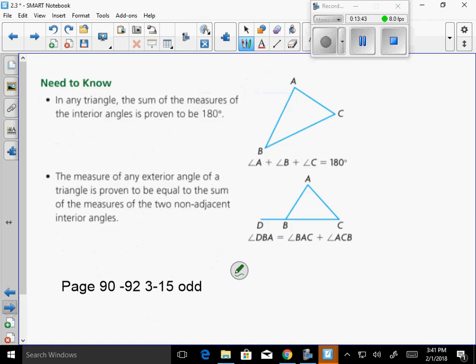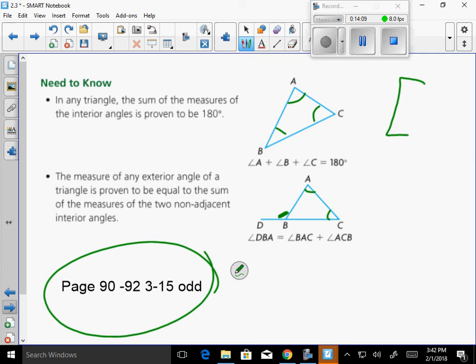So things to remember from today: all three angles inside a triangle add up to 180. And remember this angle here, your exterior angle, is equal to the sum of your opposite interior angles. Okay, so here's your assignment on page 90. Do 3 to 15 odd. Also, make sure you remember your properties of parallel lines. So remember to look for your C's and your Z's. Okay?